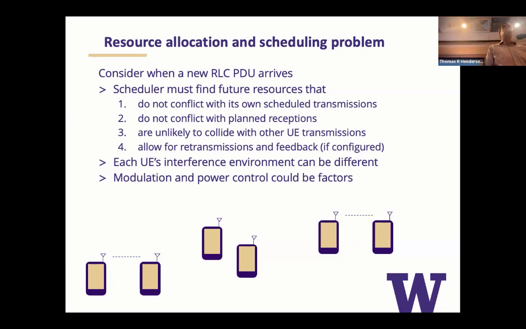Finally, modulation and power control could be factors as well in terms of trying to schedule and optimize the use of resources in this network. In the NS3 code, our schedulers are not dynamically changing the MCS. This is a fixed parameter in the NS3 model, and it's also not doing power control. But I think that the capabilities are there that it could be expanded to do that in the future.